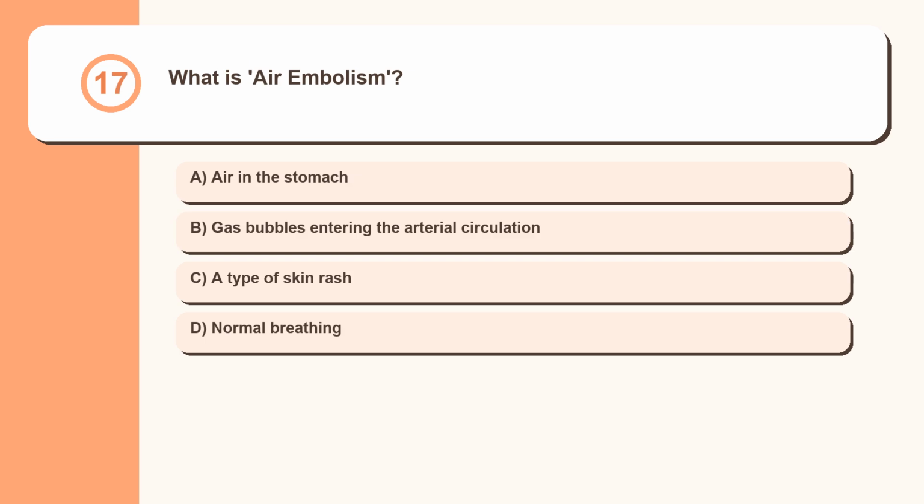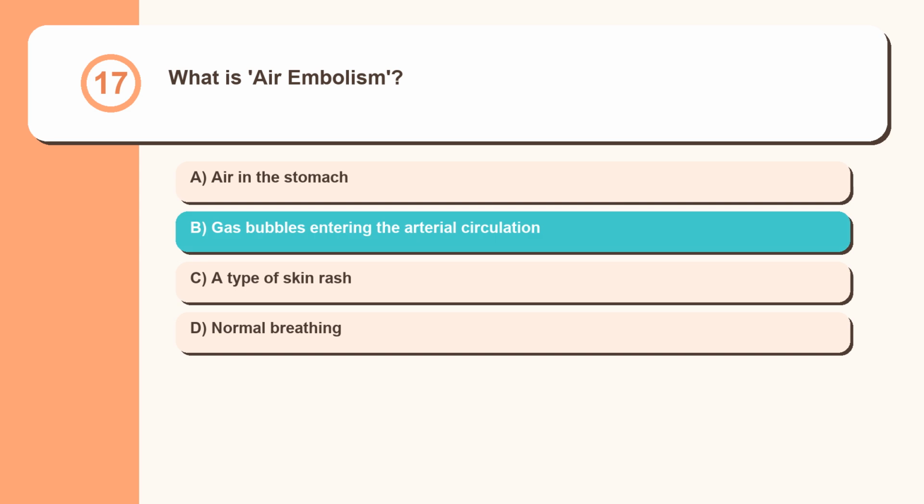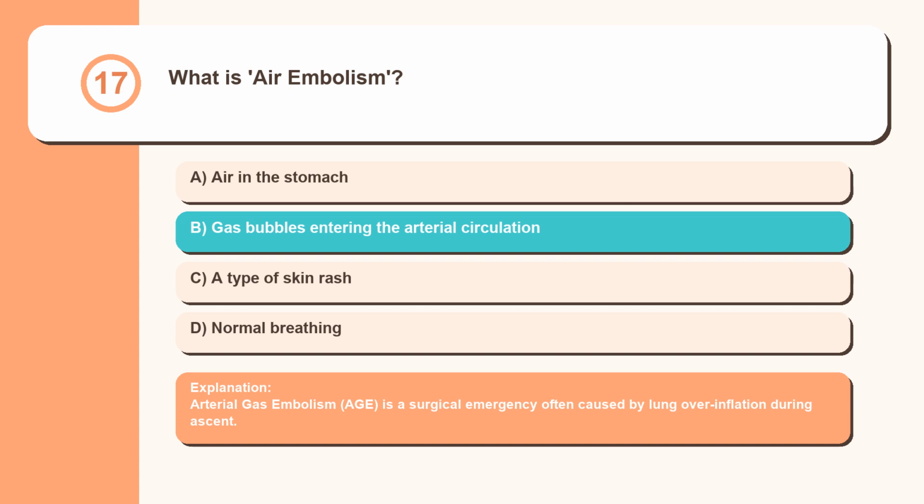Question 17. What is air embolism? Air in the stomach. Gas bubbles entering the arterial circulation. A type of skin rash. Normal breathing. Arterial gas embolism, AGE, is a surgical emergency often caused by lung overinflation during ascent.